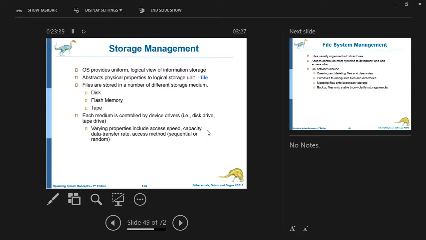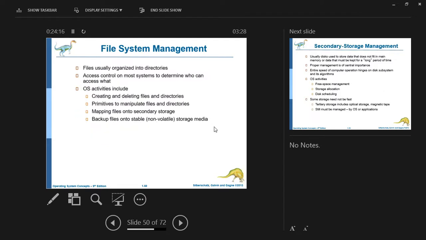Then coming to storage management, the OS provides a uniform logical view of information storage. It abstracts physical properties into a logical storage unit, which is a file, of course. Files are stored in a number of different storage media, like disk, flash memory like your pen drive, and magnetic tape. Each medium is controlled by a device driver, right? A device driver is like an interface, basically, which drives the devices with the help of certain instructions, of course, whether a disk drive or tape drive. Varying properties include access speed, capacity, data transfer rate, and access method, sequential or random.